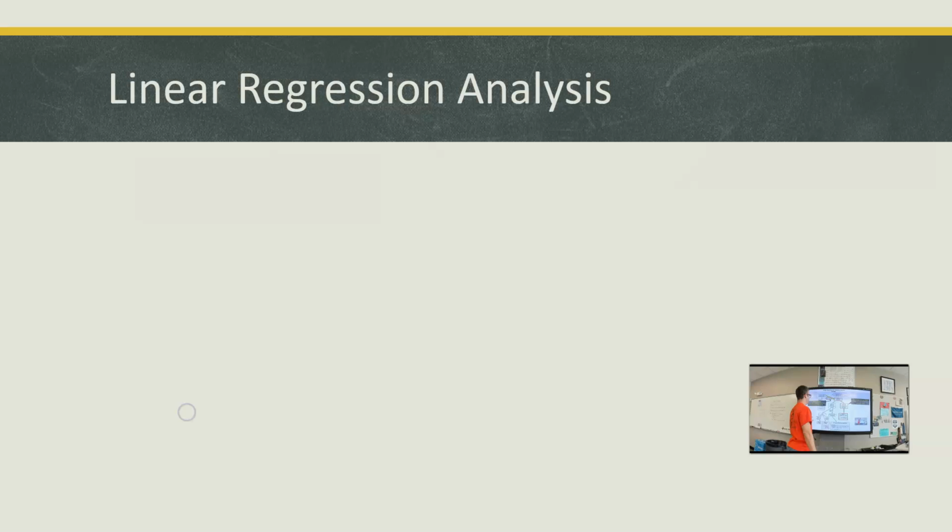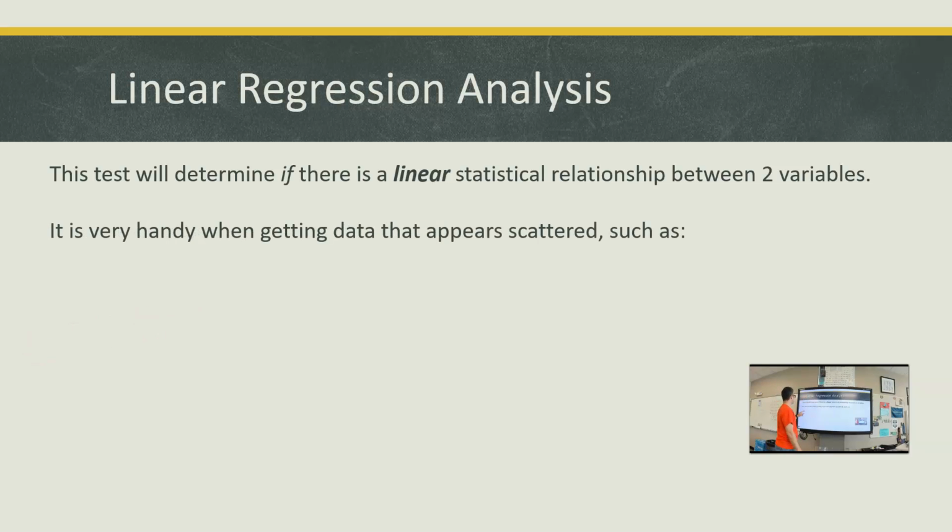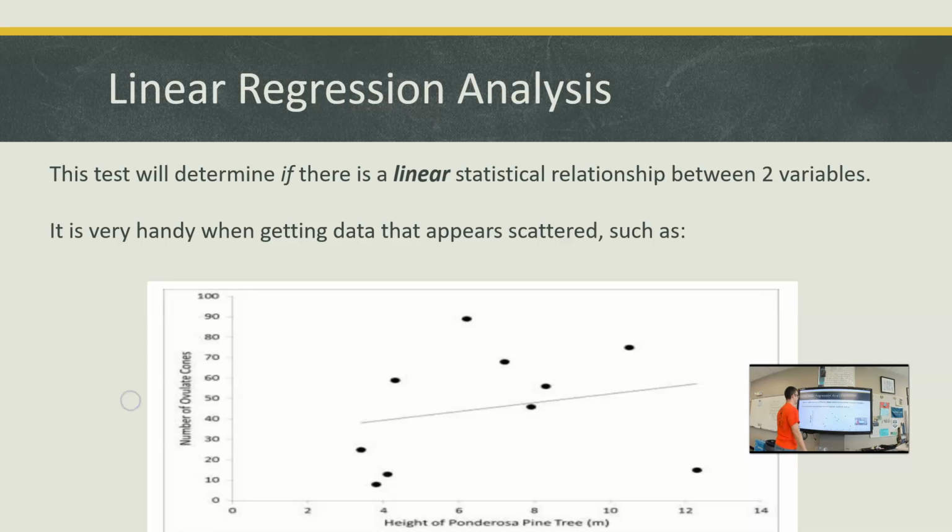All right, I'm going to move through this fairly quickly. This test will determine if there's a linear statistical relationship between two variables. It is very handy when gathering data that appears as scattered, such as this. Right? So you have this data, you might fit even a linear regression line if you know how to do that, but you want to say, hey, is there an actual trend here? It looks pretty scattered. Is there a trend?